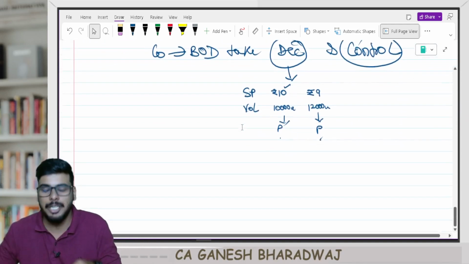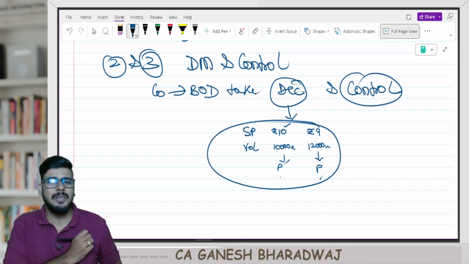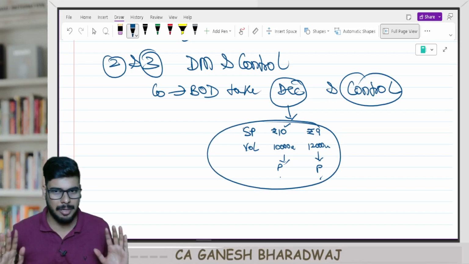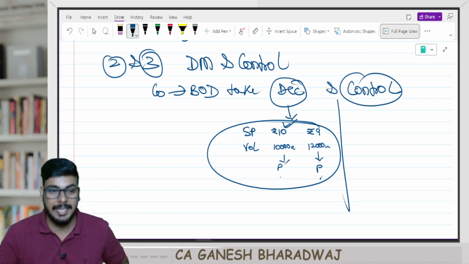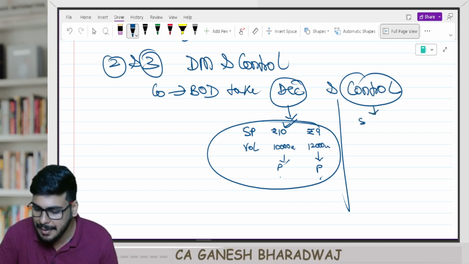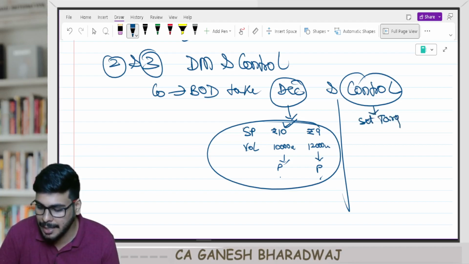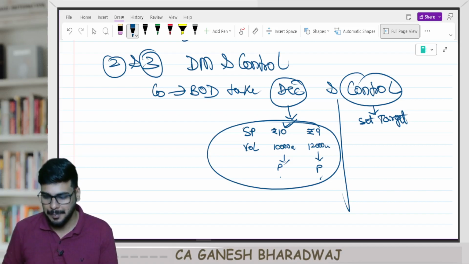So first, the company needs to take a decision. What do you mean by decision making? Choosing between multiple alternatives. Now, once they have chosen, let us say that fixing the selling price at 10 rupees is the best alternative. Now, what do they do? They will set this as a target.